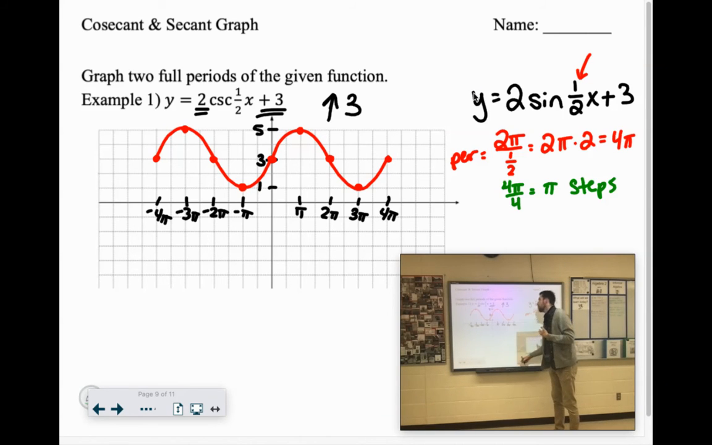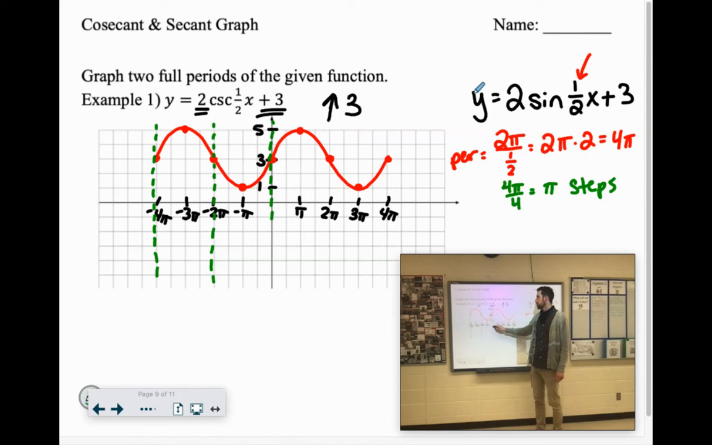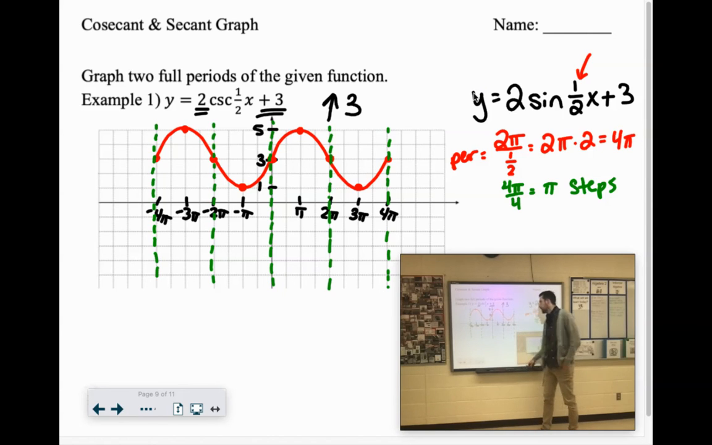But remember, we are doing cosecant. So every time our graph is at the center line, which technically is at 3 for this one, that becomes a vertical asymptote because that's where it would work out to equal 0. And then if you were to take the reciprocal, it'd be whatever divided by 0, which is undefined. So you can't have that. So those are our asymptotes. And then invert your parabolas.